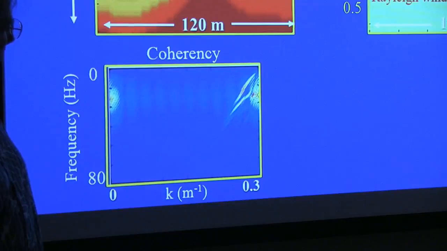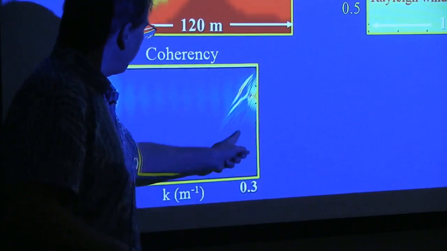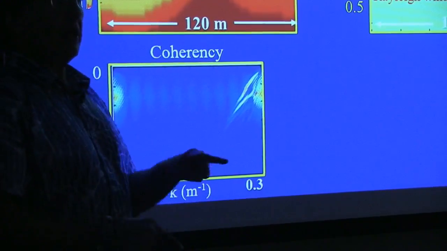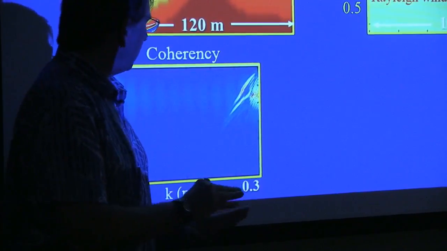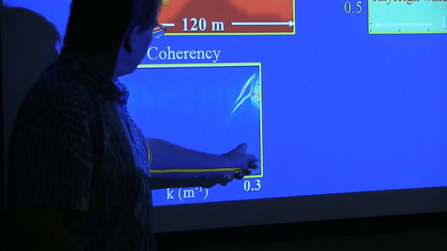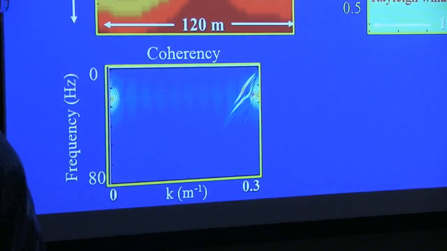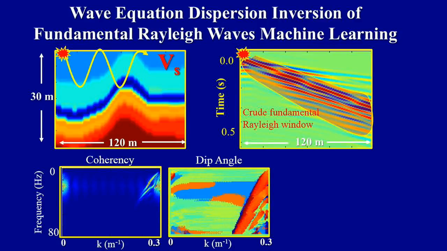The one feature was what Jing called coherency. He took the spectrum of one frequency and correlated it with the spectrum of a neighboring frequency, that is, took a shifted dot product of one trace against the other, and that indicated what he called coherency. And he took another feature for distinguishing fundamental mode arrivals from first order mode arrivals, and that was dip angle.